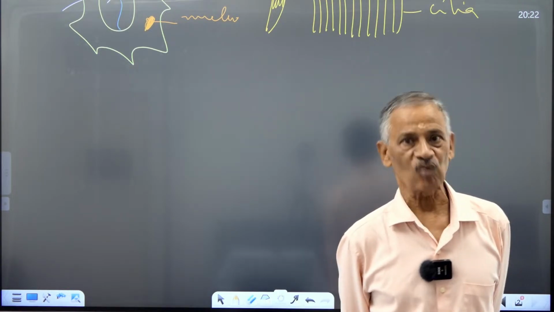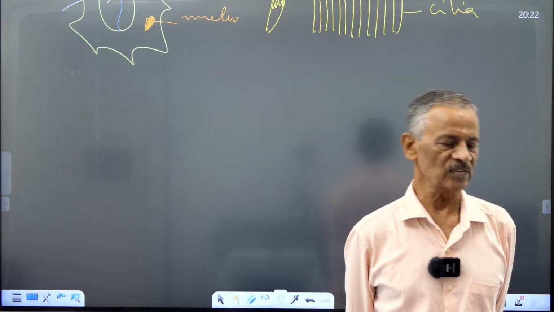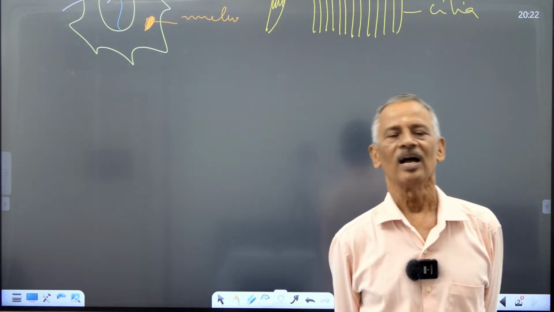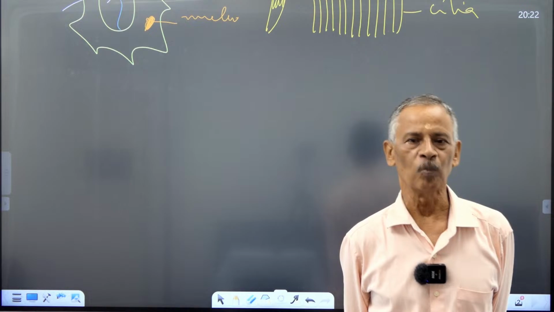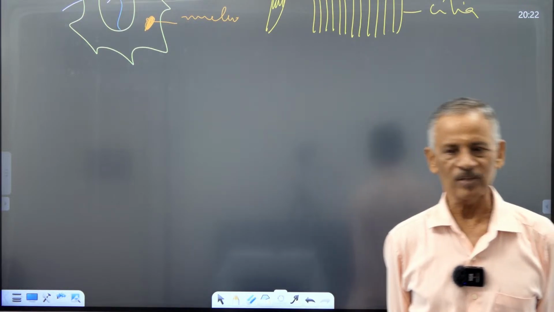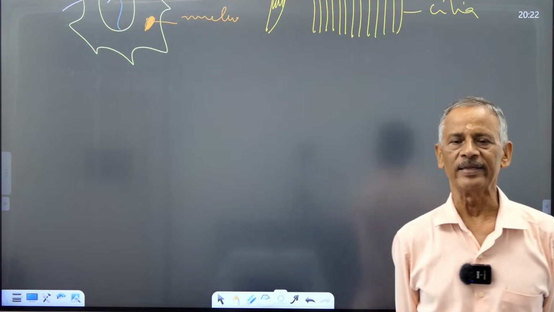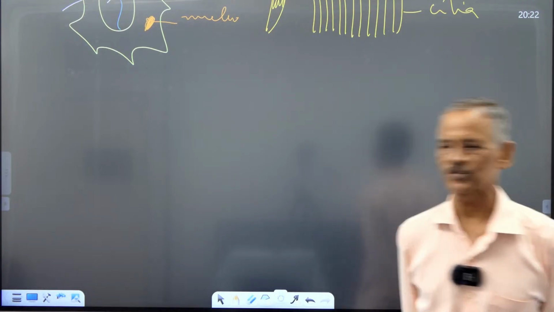Two sets of muscles, longitudinal muscles and circular muscles, and using these muscles they perform their movements. Many of them are free living, most of them are free living and they show movements.